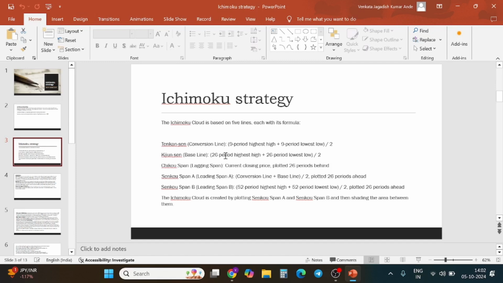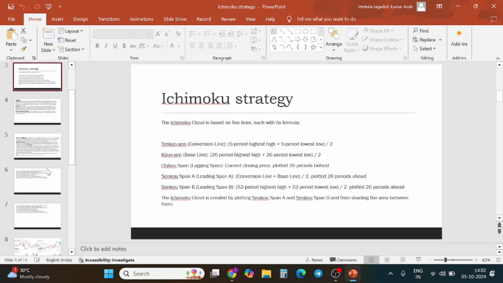The Kijun Sen line or baseline has the same implication as the Tenkan Sen line. If the price is above this Kijun Sen line, we take it as bullishness, and if the price is below the Kijun Sen line, we take it as bearishness. And just hovering around that line, some consolidation going on. So let us look at the Kijun Sen line on the chart.